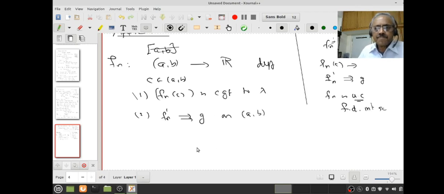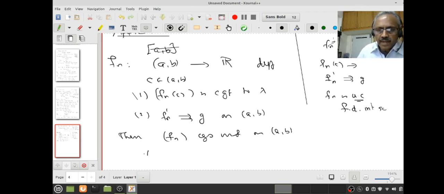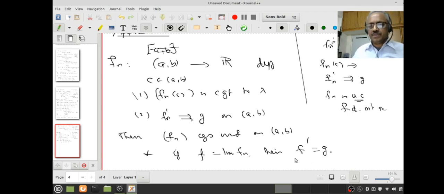Then what I want to claim is f_n converges uniformly on (a, b), and if I let f equal the limit of f_n, then f is differentiable and f' equals g. You should read it as two statements: f is differentiable on the interval and f' equals g on the interval.